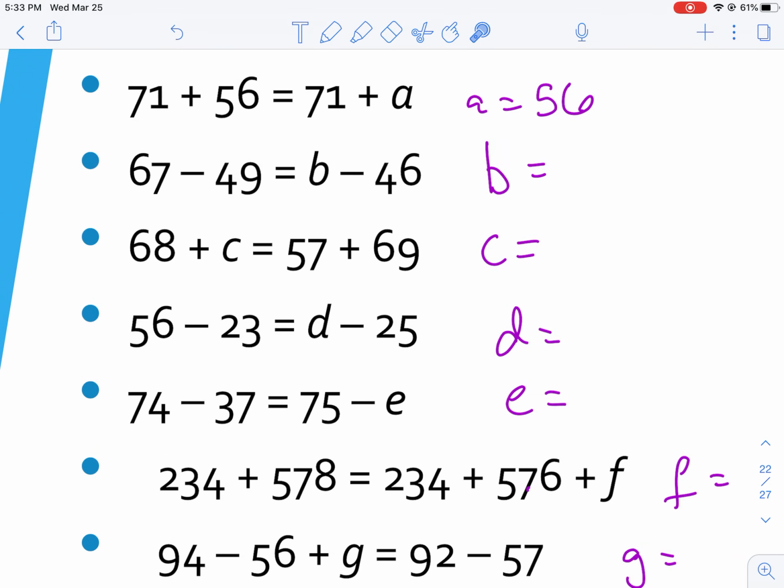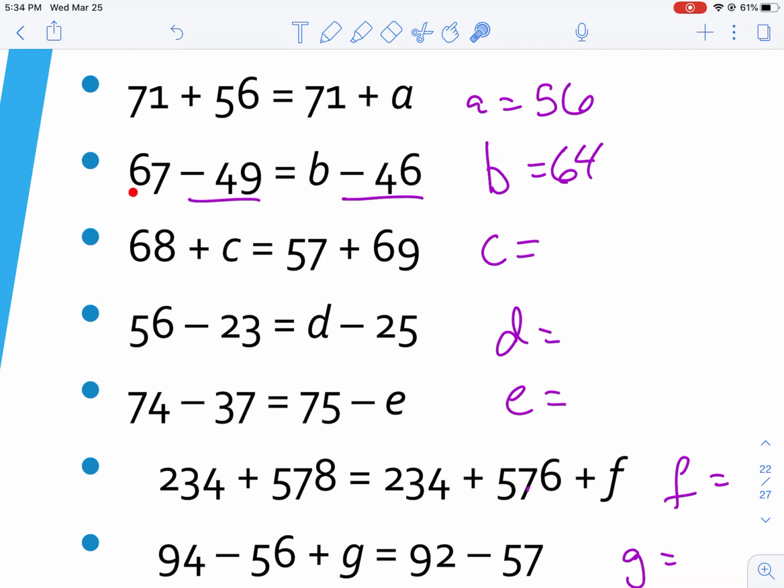In the next example, we've got 67 minus 49 equals B minus 46. And so here we see there's a relation. These are pretty close together. On this left-hand side, I'm subtracting 3 more than this side. So if they're going to balance, they're going to be equal. If I'm subtracting 3 more, then this one must start out 3 less than the 67. So B has to be 3 less than 67. So B has to be 64.